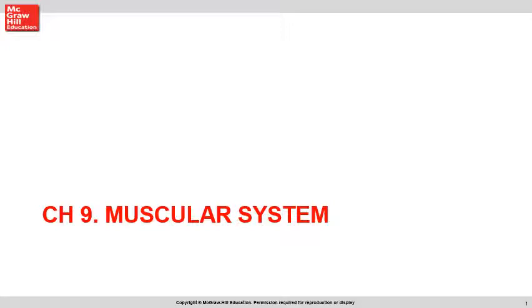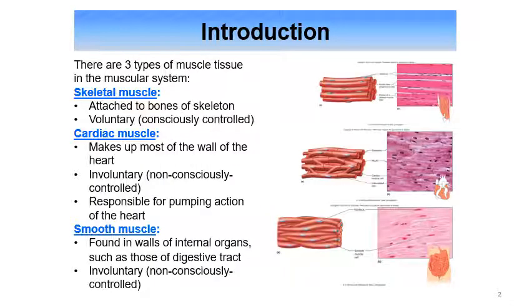This is the muscular system chapter. Okay, so here in the introduction, this is talking about the different types of muscle tissue that we already learned about. And so, if you remember, skeletal muscle is voluntary, and so it is consciously controlled, and skeletal muscle is attached to the bones of the skeleton.